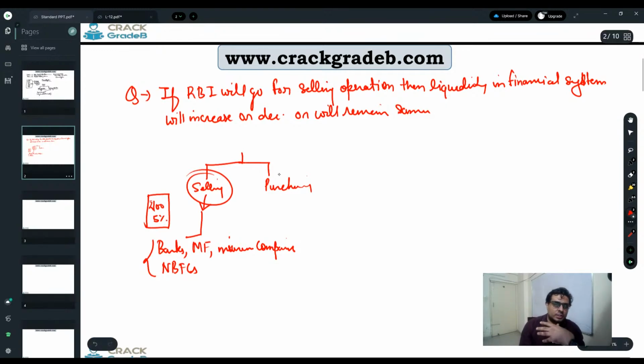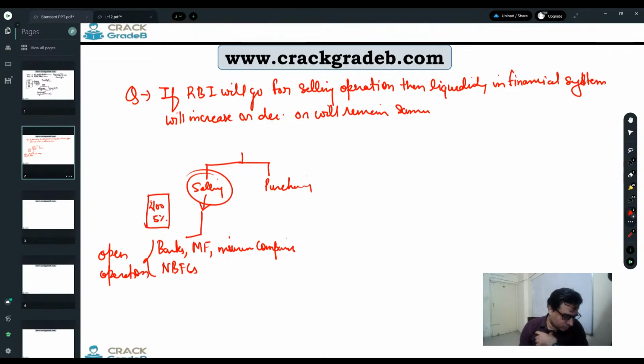So all financial system participants are being allowed to participate in this operation. That is why it is called open operation. I hope you got clarity on why it is called open operation. All these participants of the financial system are being allowed to participate in this activity.